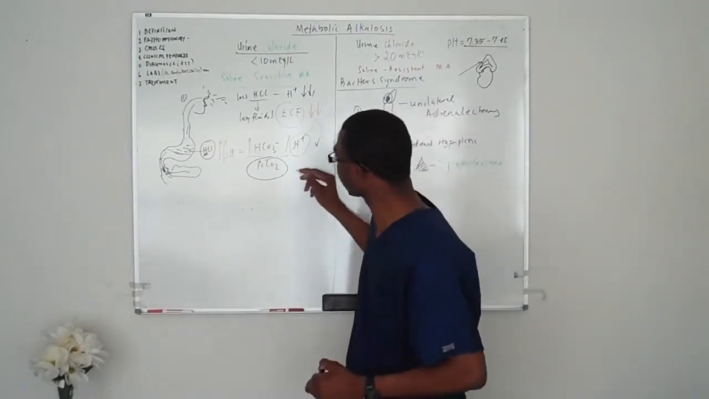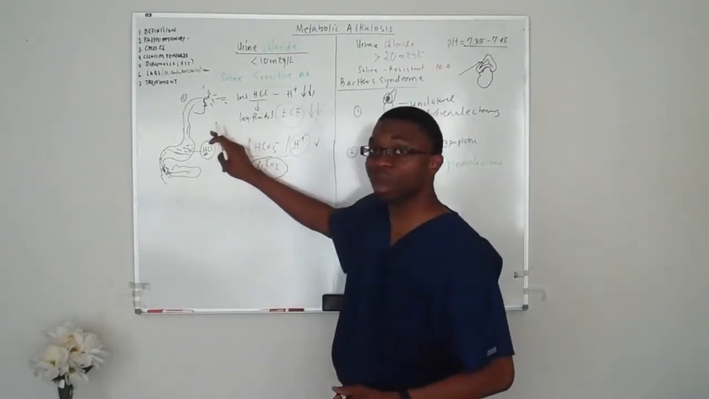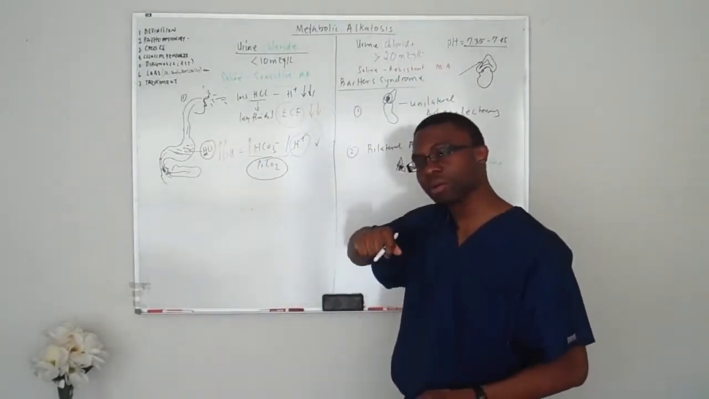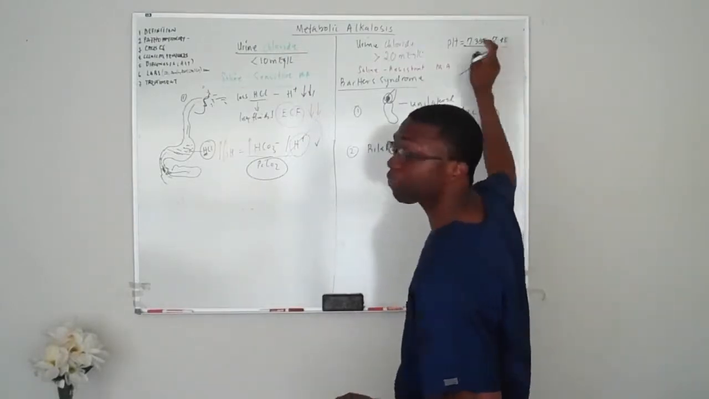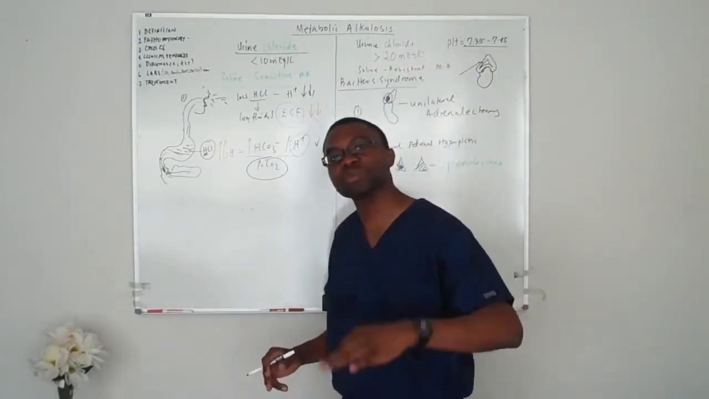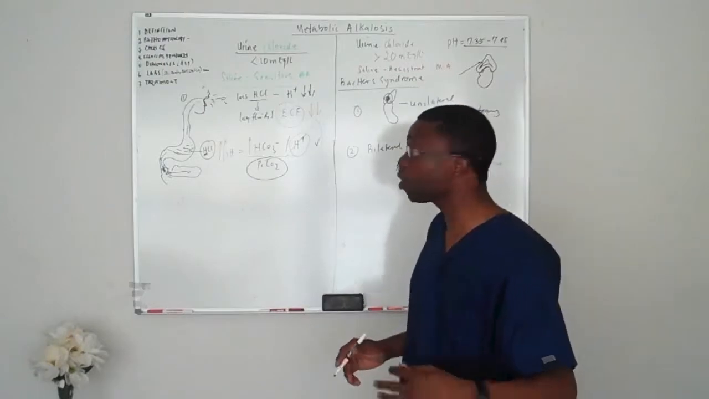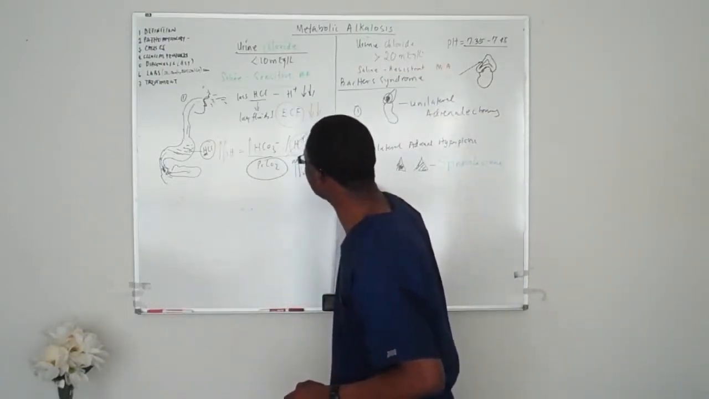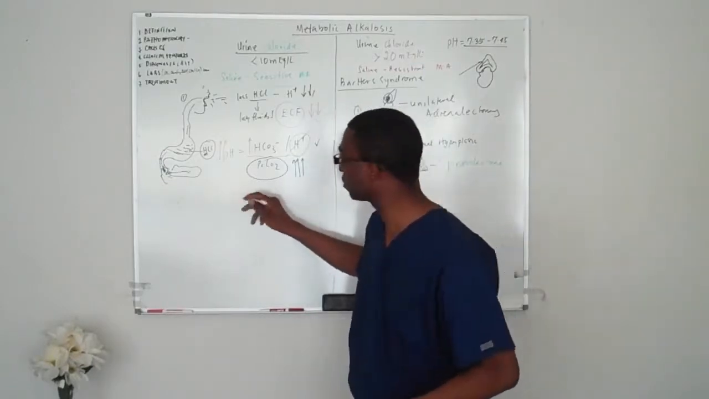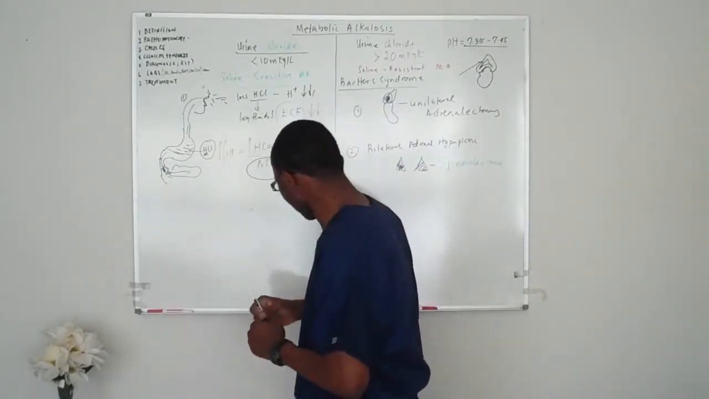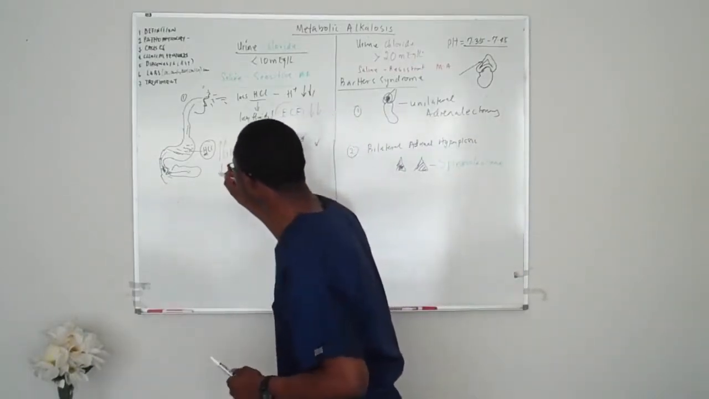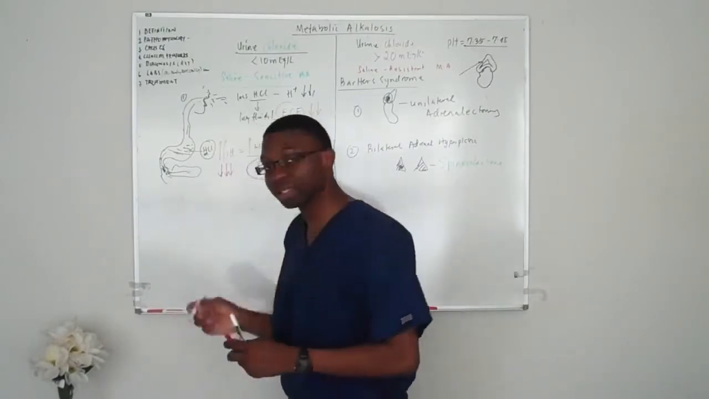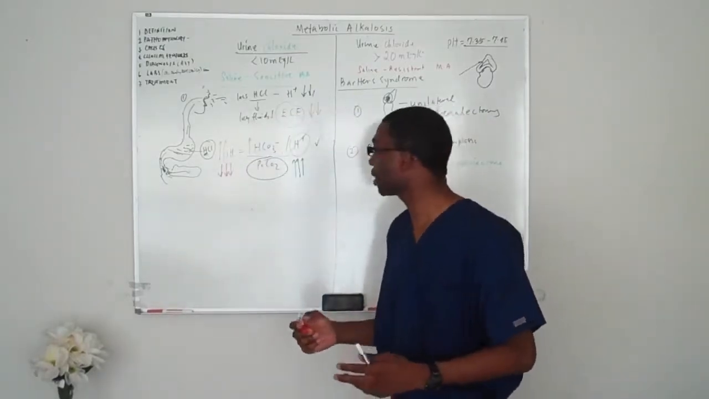Well, if the pH is up, try to bring it down. It's already greater than 7.45. So the body is trying to retain some CO2. How does it do that? If you increase the amount of CO2 at the bottom, you automatically decrease the pH. Theoretically, that's how it works, right?